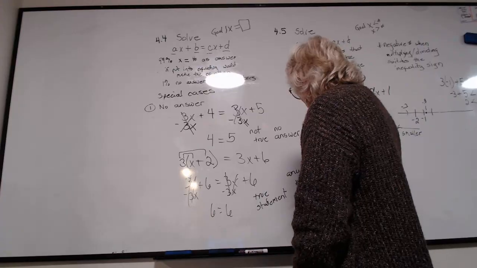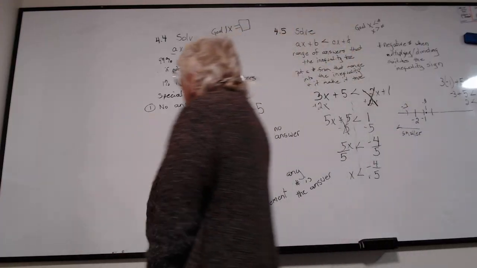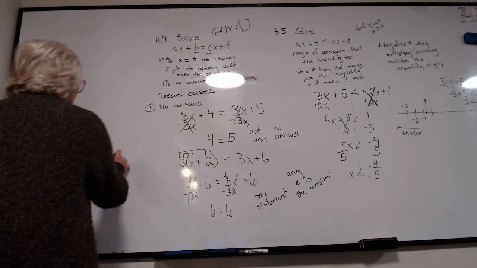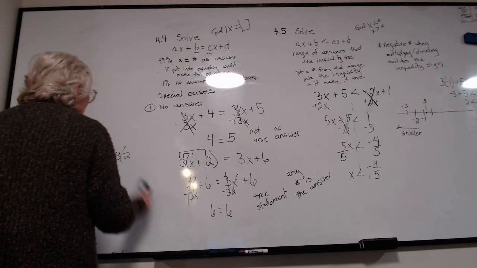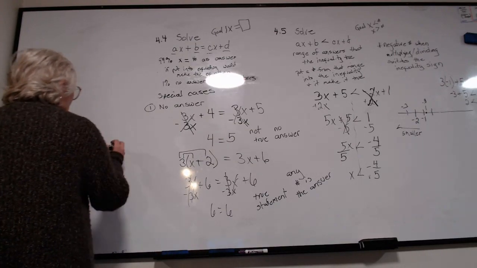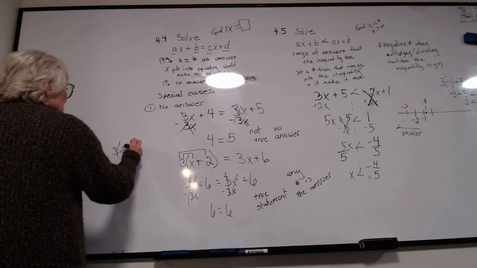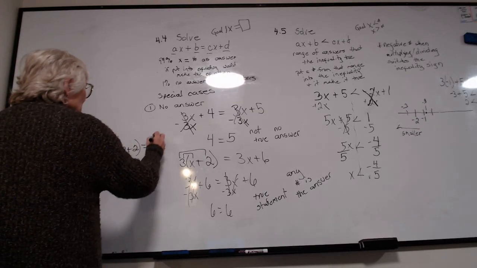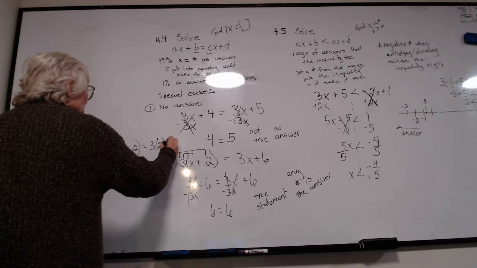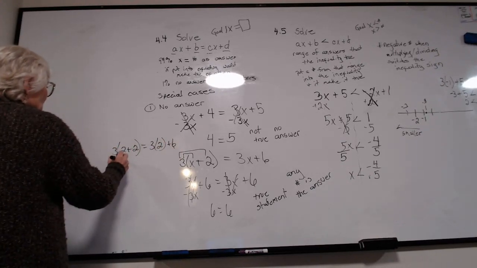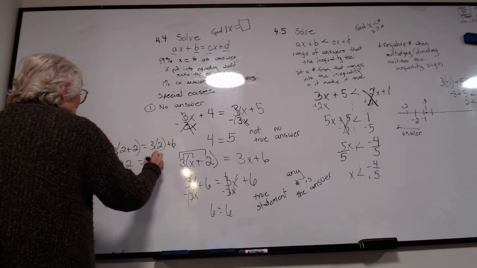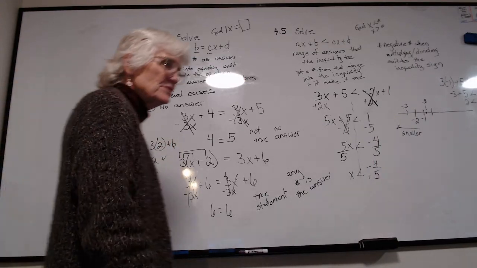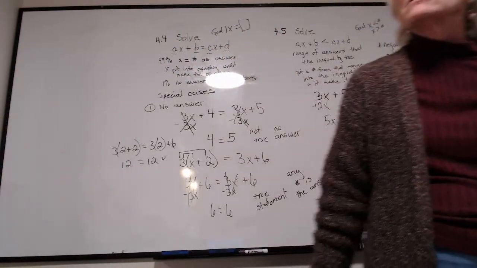And we can check that. We can just try numbers. Well, we would do it this way. So it'd be 3 times 2 plus 2 equals 3 times 2 plus 6. 3 times 4 is 12 equals 6 plus 6, which is 12. Notice, I put 2 in and it came out to be identical.